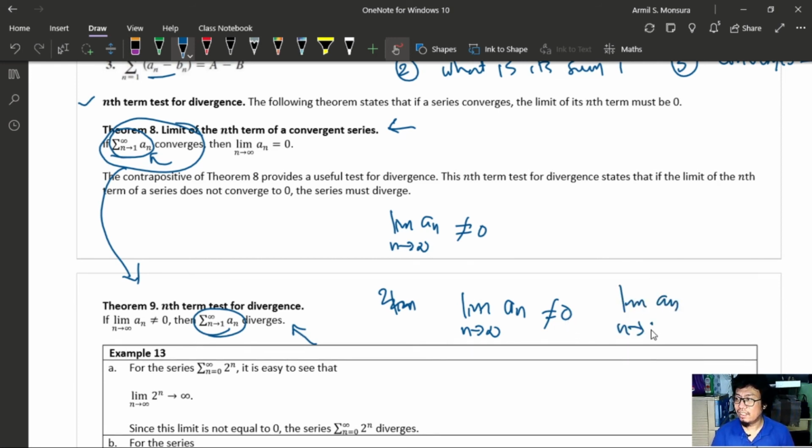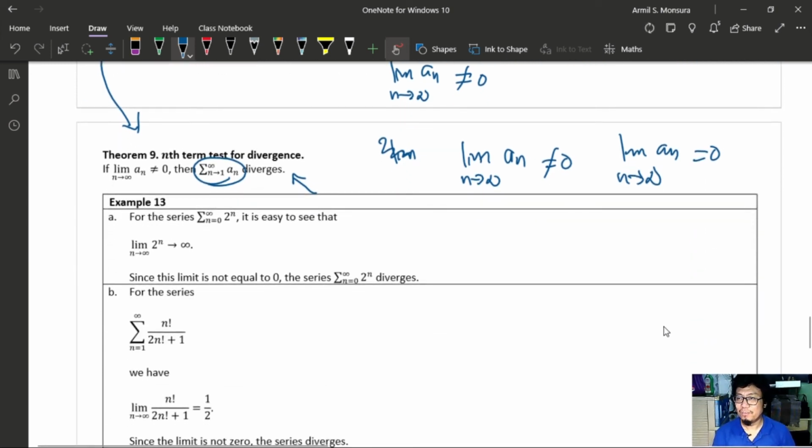If you test and it turns out that the limit becomes 0, don't conclude that the series is convergent. It doesn't follow. It doesn't work that way. All we know is that if it is not equal to 0, the series automatically will diverge. But if it is equal to 0, then no. We don't have any conclusion about that.